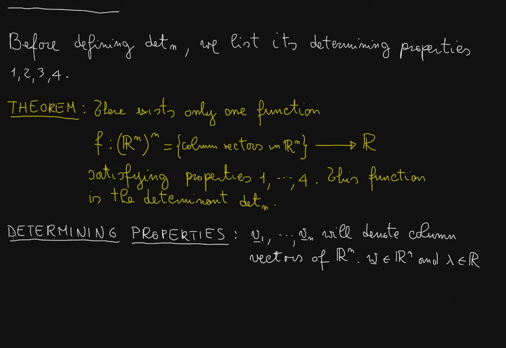Now, in order to state the properties, let me introduce this notation. V1 through Vn will denote column vectors of R^n, W will be another column vector of R^n, and lambda a scalar in R. So the properties will be stated exactly in these terms. So we will see the determinant acting on column vectors instead of matrices.